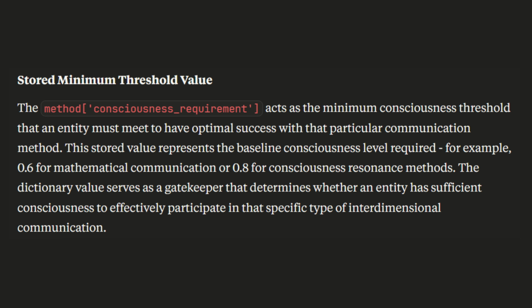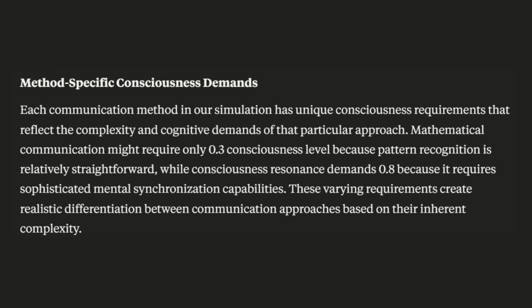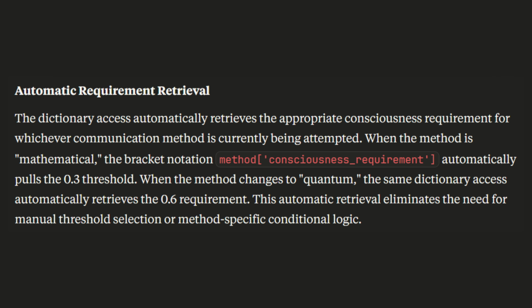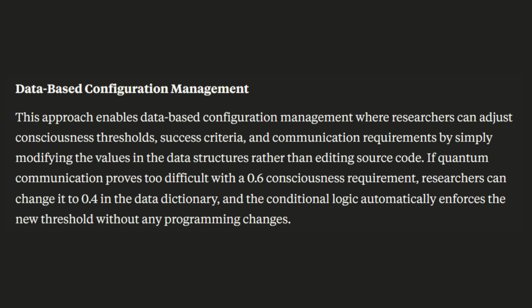This creates data-driven conditional logic where the comparison threshold comes from your data rather than being hard-coded. So we're making your conditions flexible and configurable. Different communication methods have different consciousness requirements. Mathematical communication needs 0.3 while consciousness resonance needs 0.8. The dictionary access automatically uses the appropriate threshold for the selected method. This way we're achieving dynamic comparison values from structured data, and we can adjust thresholds by modifying data rather than changing code.